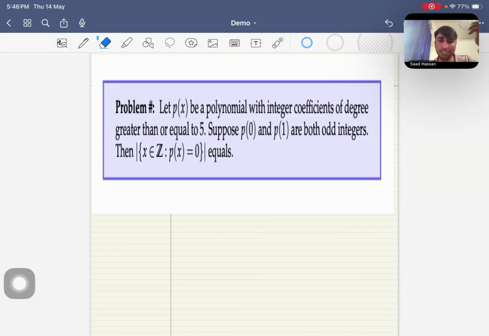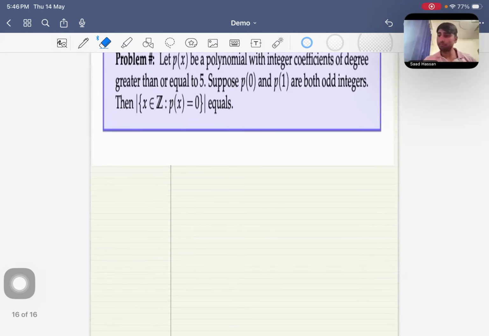The problem says: let p of x be a polynomial with integer coefficients of degree greater than or equal to 5. Suppose p of 0 and p of 1 are both odd integers, then you have to find out the cardinality of the set of all x belonging to integers such that p of x is 0. So fundamentally, they're asking you to find the total number of integer roots of p of x. And p of x is a polynomial with integer coefficients, and it's given that p of 0 and p of 1 are both odd.